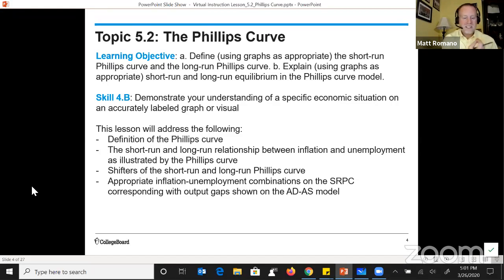The skill that we're specifically going to look at is skill 4.B. We're going to practice our ability to demonstrate an understanding of a specific economic situation on an accurately labeled graph or visual. The situation here is going to be the relationship between those two indicators, the inflation rate and the unemployment rate. So we're going to be taking a good look at that today and understanding how those two go together. And we're going to start that after we warm up with a little AP exam question. We're going to start that by looking at ADAS and then transfer that knowledge over to the Phillips curve so we can make that clear connection.